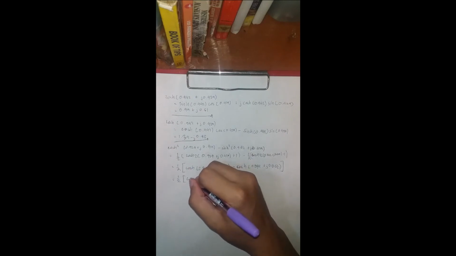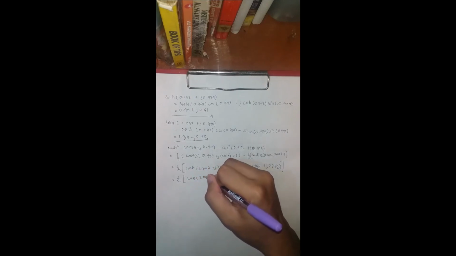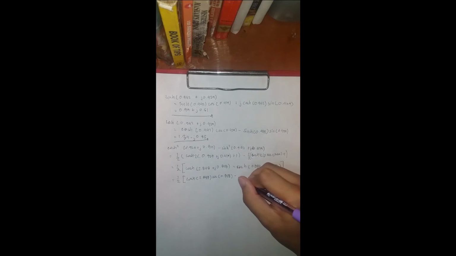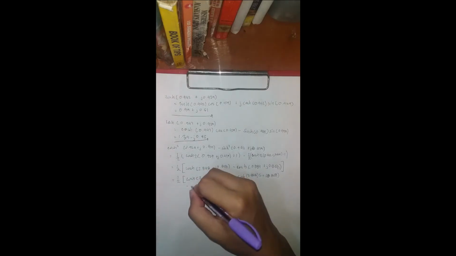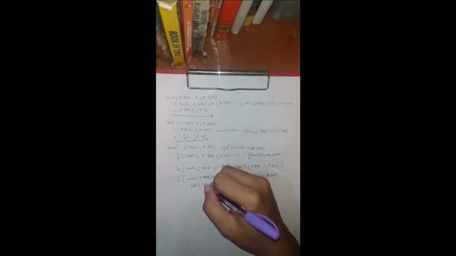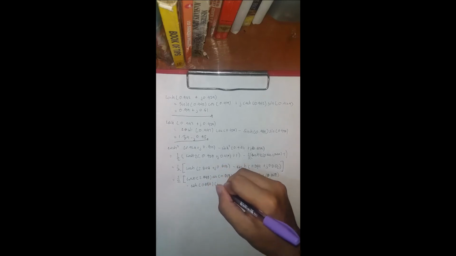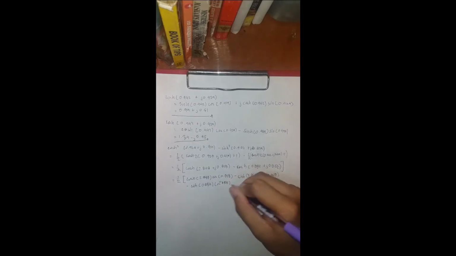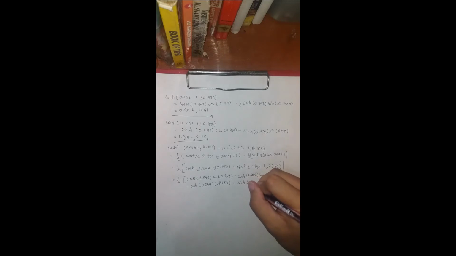So we get the cosh of 2.848 times cos 0.858 minus sinh 2.848 times sine of 0.858, then minus cosh of 0.884 times cos of 0.858 minus the sinh 0.884 sine 0.858.